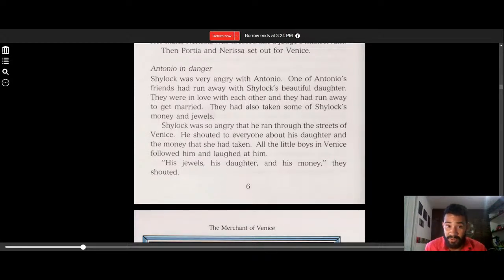Shylock was very angry with Antonio. One of Antonio's friends had run away with Shylock's beautiful daughter. They were in love with each other and they had run away to get married. They had also taken some of Shylock's money and jewels. Shylock was so angry that he ran through the streets of Venice. He shouted to everyone about his daughter and the money that she had taken. All the little boys in Venice followed him and laughed at him. "His jewels, his daughter, and his money," they shouted.